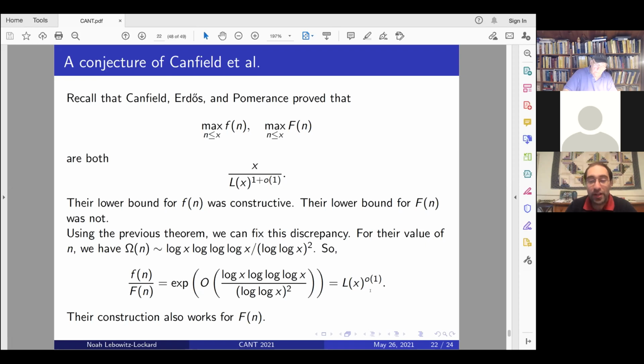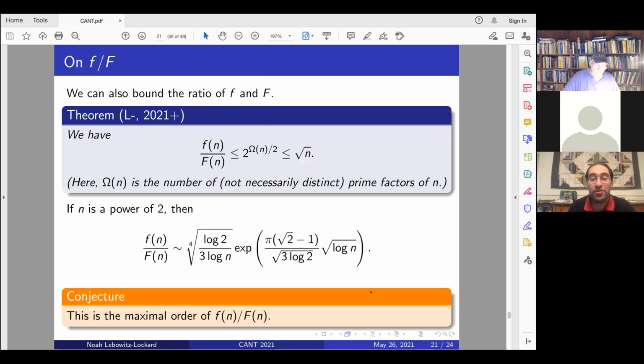And I would like to point out that if we assume the conjecture on the previous slide, we don't even need to do that whole argument with big omega, because then the ratio would just be e to a constant multiple of root log n anyway, just in general.